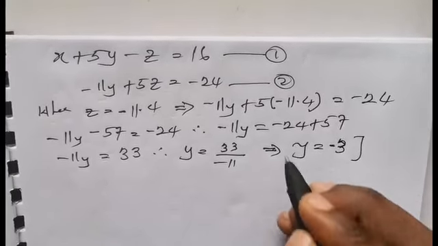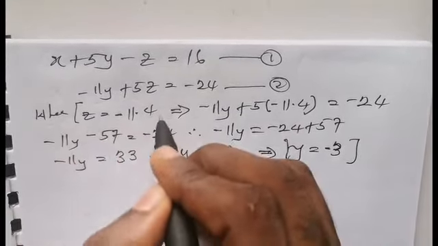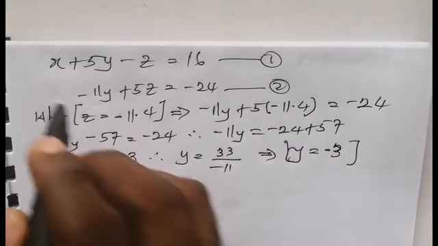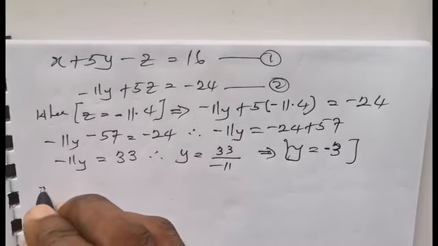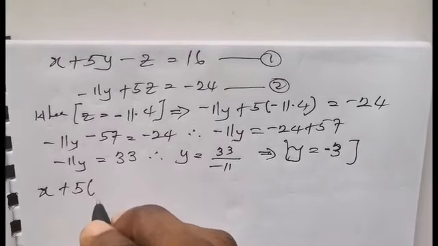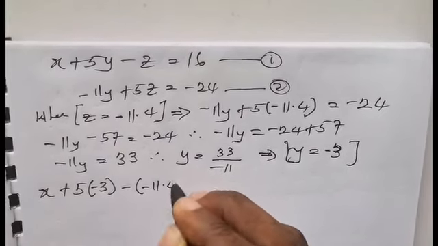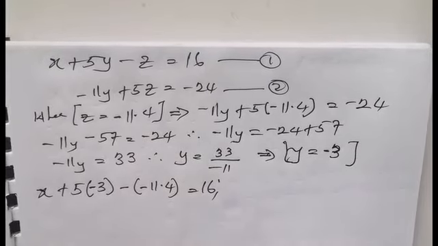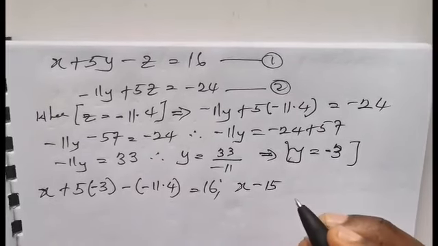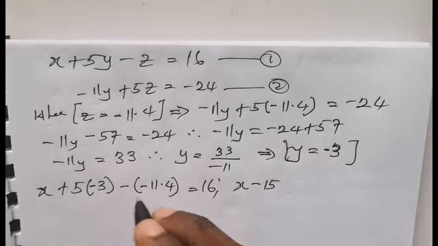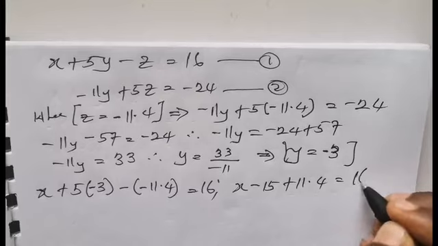Okay, now having found y to be negative 3, we simply plug the value of z and the value of y into equation 1 to find the value of x. If we do that from equation 1, we have x plus 5y, and y is negative 3, minus z, and z is negative 11.4. This is equal to 16. So this implies x, 5 times negative 3 is negative 15, and then negative times negative 11.4 gives us plus 11.4, and this is equal to 16.